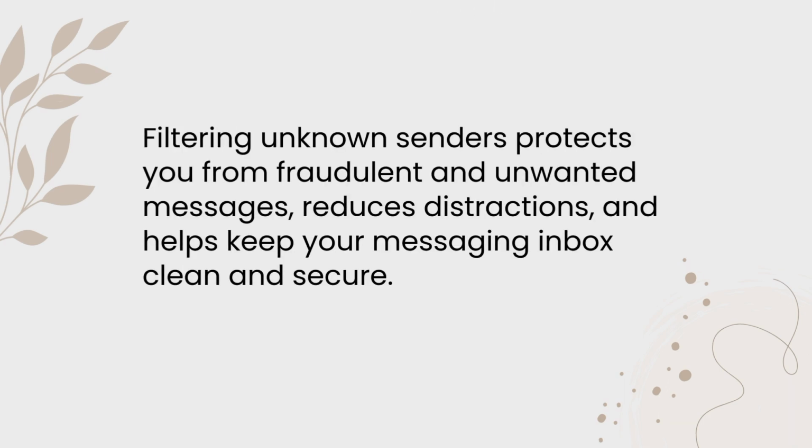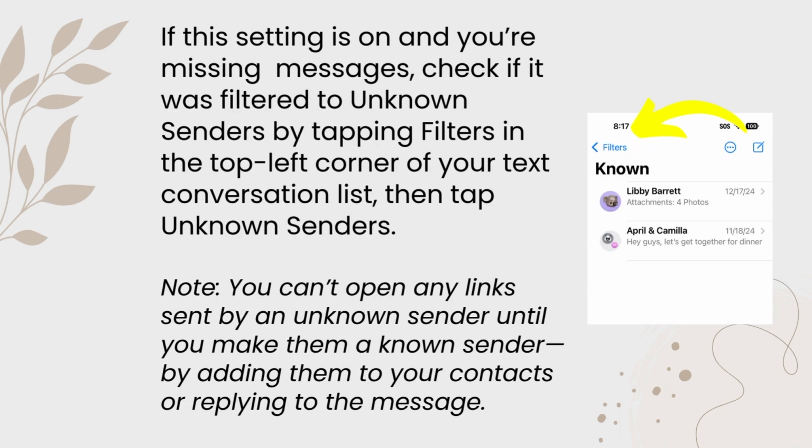If you turn this setting on but find that you're missing messages, check if it was filtered to unknown senders by tapping Filters in the top left corner of your conversation list, then tap Unknown Senders. You can always turn off filtering if you find that it's not working for you.